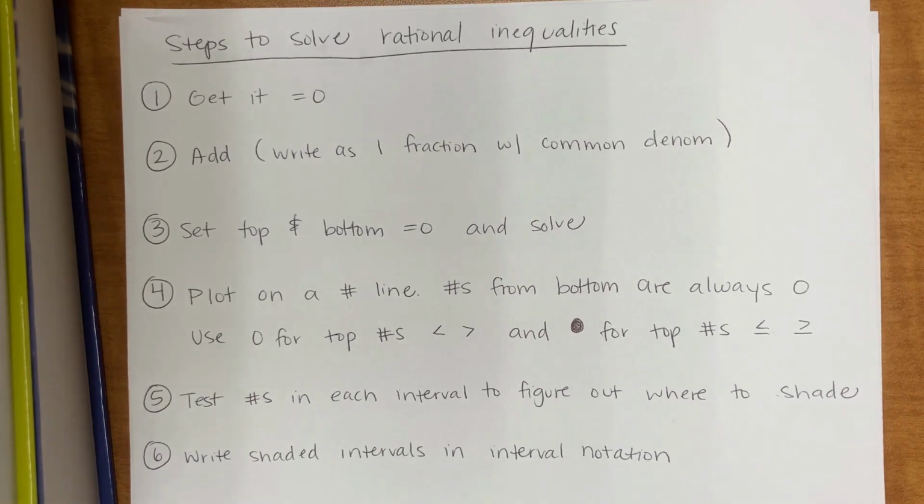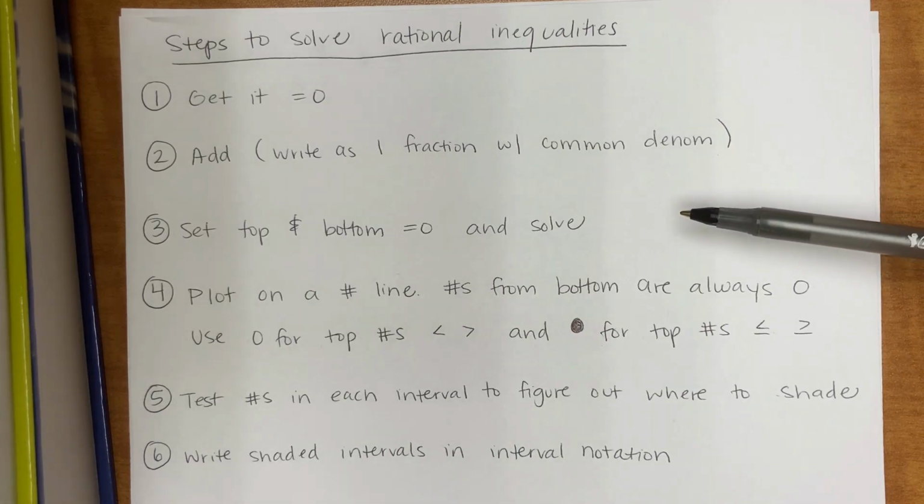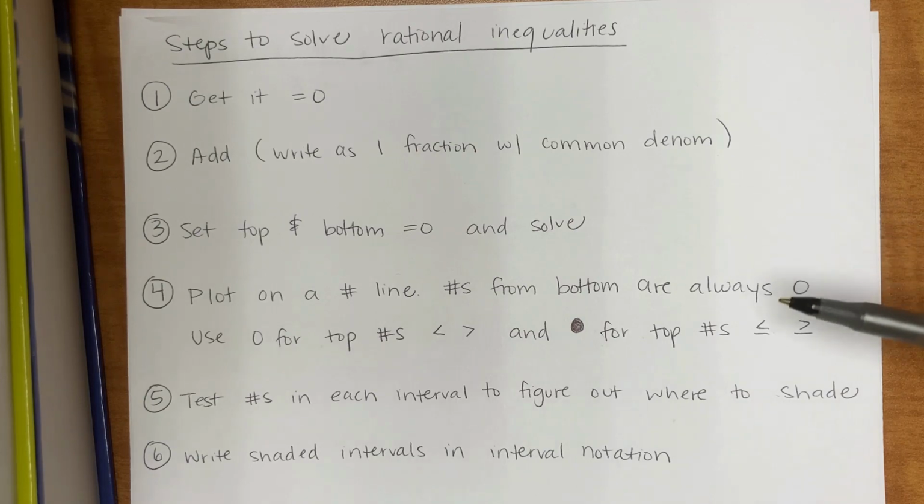Get it equal to 0, then add the two fractions together. You're going to have to find a common denominator. Set the top and the bottom equal to 0 and solve. Remember, that means sometimes that we have to isolate the x, or if it's an x squared, you have to factor. Then we'll plot all of our numbers on the number line.